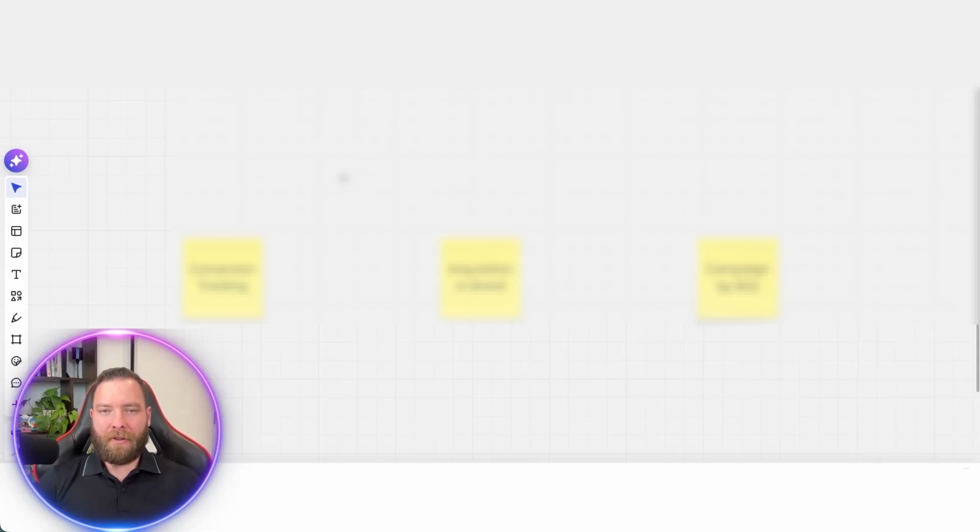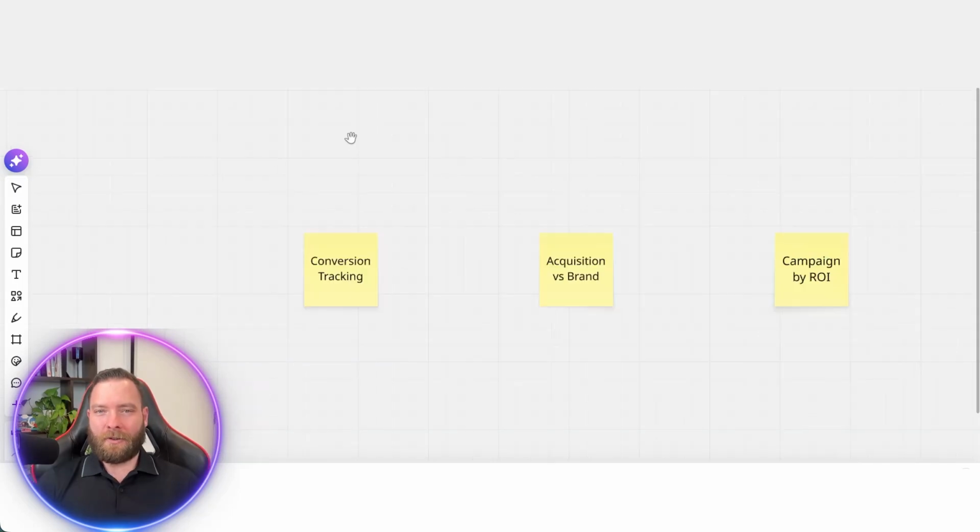Now, looking at the core 3 concepts we're having a look at today. The 3 main things that are going to make or break your campaign structure are conversion tracking, the campaign structure itself, and the campaign by return on investment. So let's look at conversion tracking.